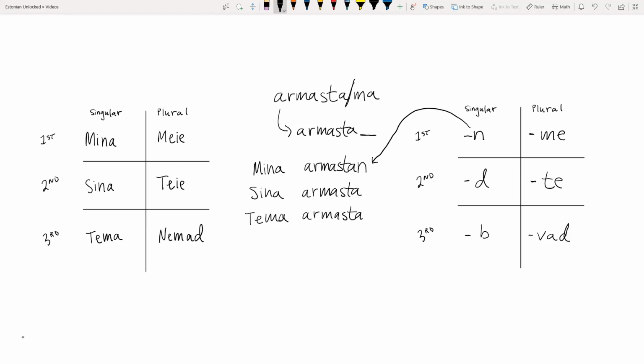We do the same thing for the other ones. So sina armastad. Tema armastab. And we pull over these suffixes from our other table that correspond with our pronouns in this table.